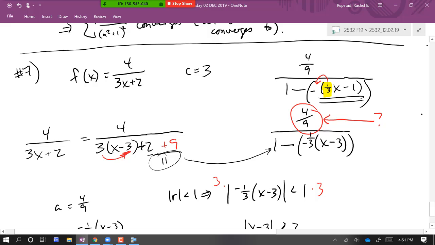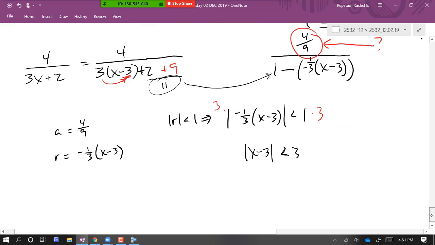So think about what we do to get it in the 1 minus r form in the bottom. What do you multiply in the top and the bottom? Does that answer your question mostly, or do you still have a question?